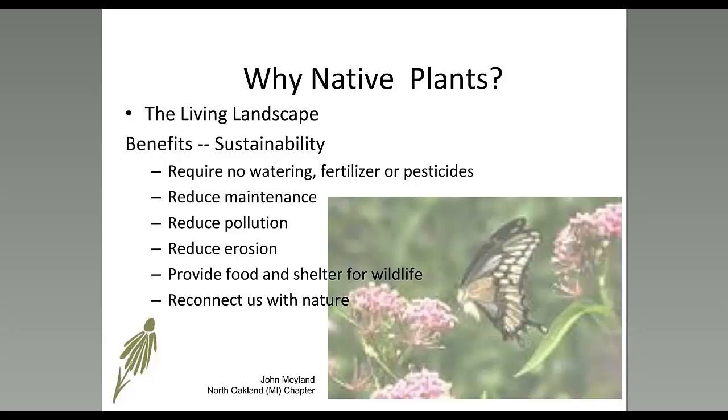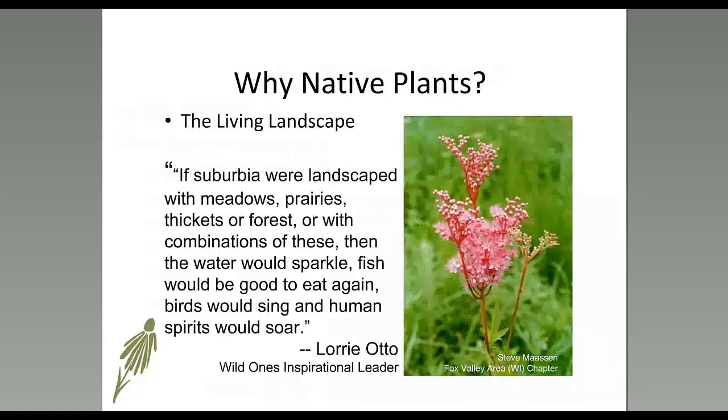A natural landscape, a living landscape, reconnects us with nature. And isn't it wonderful that we can have nature in our own yards? I like to use this quote from Lorrie Otto, who was the inspiration for the founding of Wild Ones. And I hope it will give you some peace of mind as you read it as well, because it certainly rings true today if we use native plants in our gardening and in our landscaping.